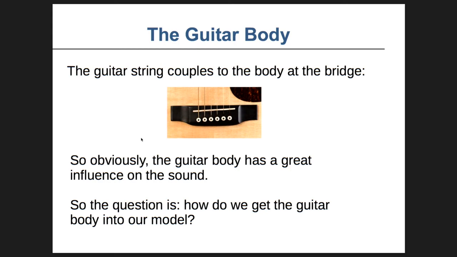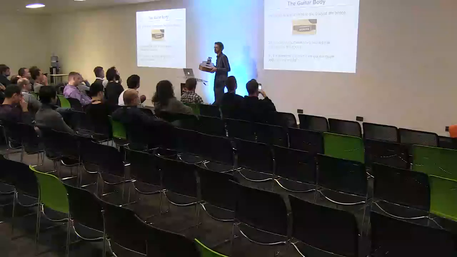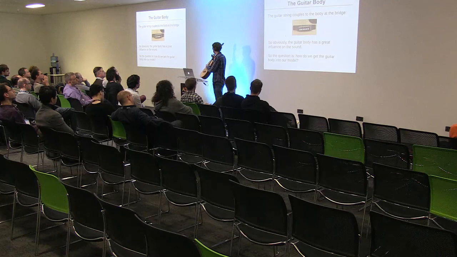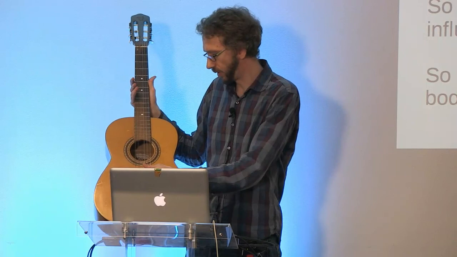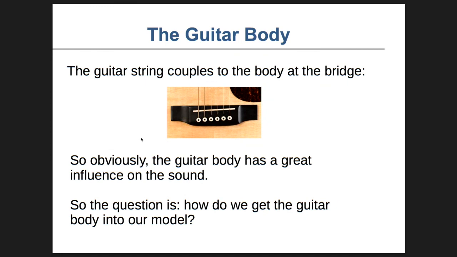Obviously the guitar body is very important for a guitar sound, because the string itself is very thin, and therefore it's not able to move the air. Therefore, we need the guitar body to move the air. So the string couples to the guitar body at the bridge. So obviously, the guitar body has a very great influence on the sound of the guitar. But how can we get it into our model?